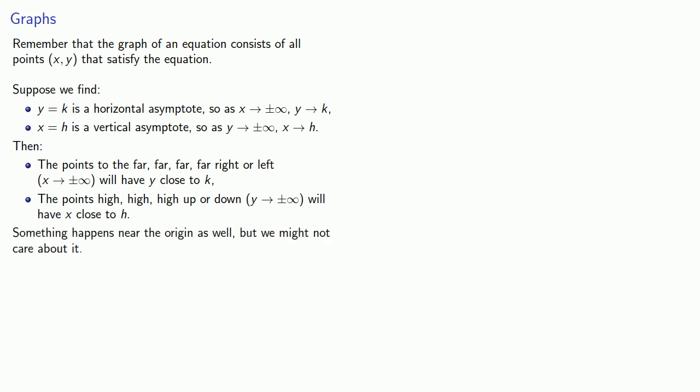And something happens near the origin as well, but we might not care about it. To use a phrase that I personally detest, we might only care about the big picture. And that's really what asymptotes are all about. Because we're looking at things that happen as x goes to plus or minus infinity, or as y goes to plus or minus infinity, this is the ultimate big picture.